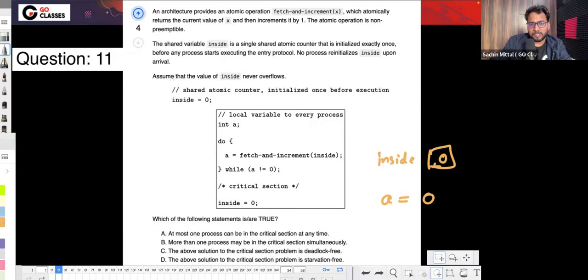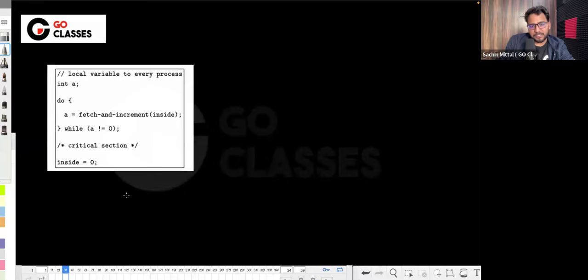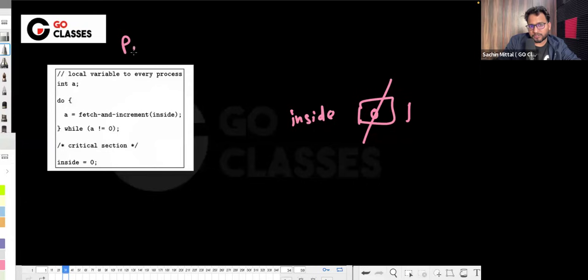This was an MSQ question. Here inside is initially 0. You execute fetch and increment, and then inside will become 1, but a will be 0 only. Let's suppose some process P1 is executing this. For P1, a is 0, so this condition will be false, since it is true whenever a is not 0. Since it is false, P1 will enter into the critical section. So P1 is able to enter.